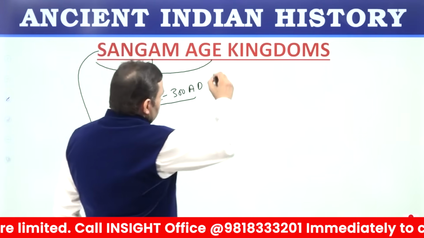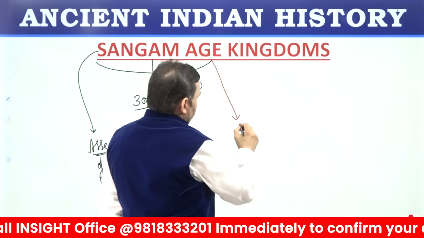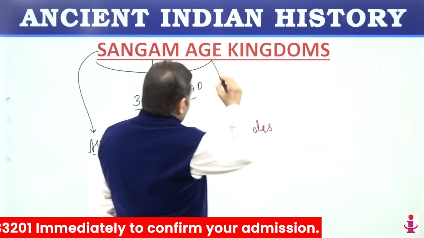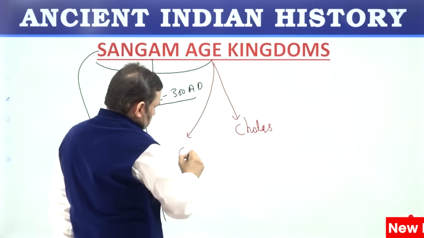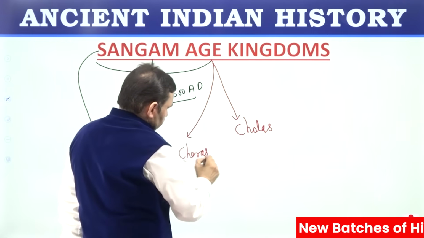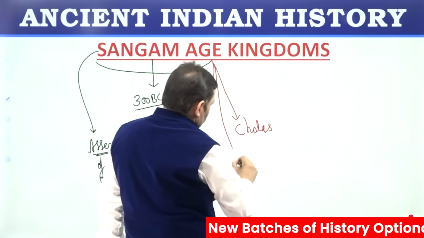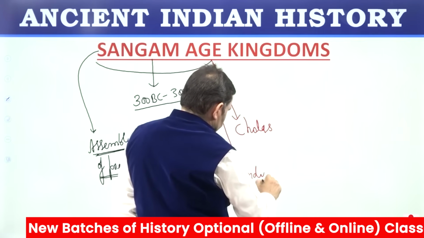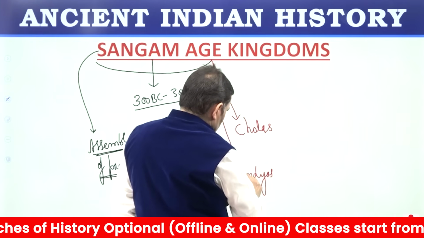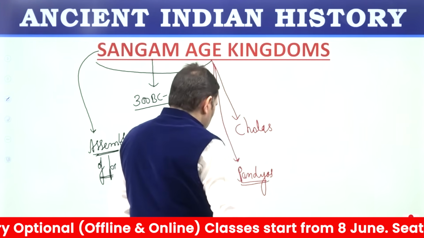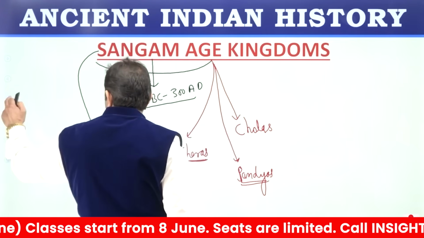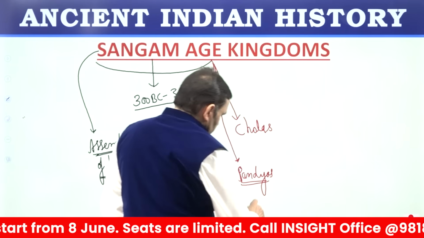In Sangam age, there were 3 main kingdoms: Cholas, Cheras on the western side, and Pandyas. Pandya capital was Madurai, and this Madurai was the place where Sangams were held.